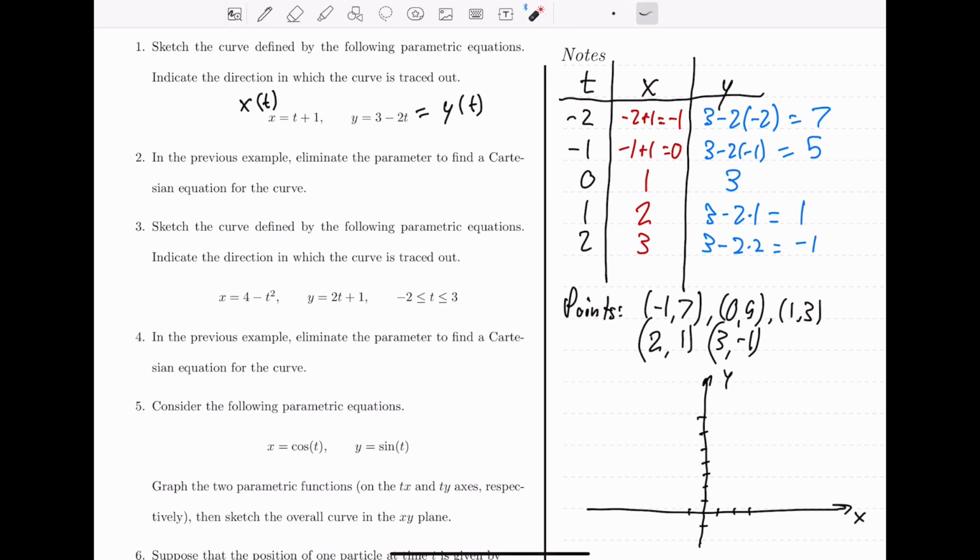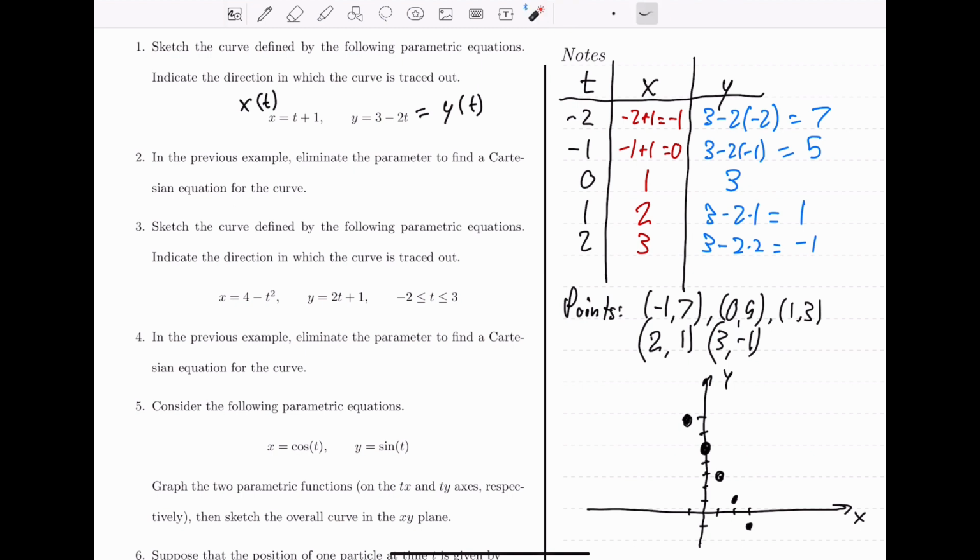So first take the point -1, 7. X equals -1, y equals 7. There's that point. Take the point 0, 5. X equals 0, y equals 1, 2, 3, 4, 5. Take the point 1, 3. X equals 1, y equals 3. Take the point 2, 1. That's right here. And the point 3, -1 right there.